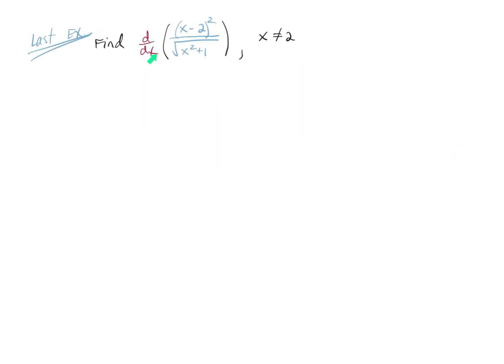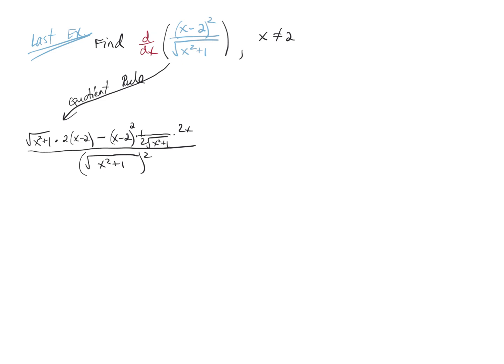Let's find the derivative with respect to x of this expression. You could go ahead and try the quotient rule, low d high minus high d low over low squared: the square root of x squared plus 1 times 2 times (x minus 2) minus (x minus 2) squared times 1/2 of (x squared plus 1) to the negative 1/2 times 2x, then all divided by this squared. We could do that. The quotient rule would give us this, and man, that looks horrendous. Can we simplify it a little bit?